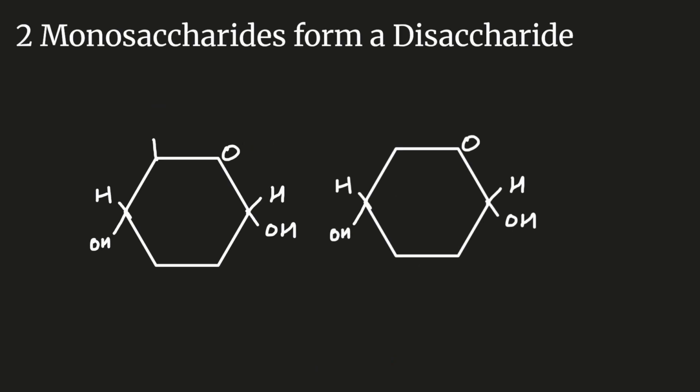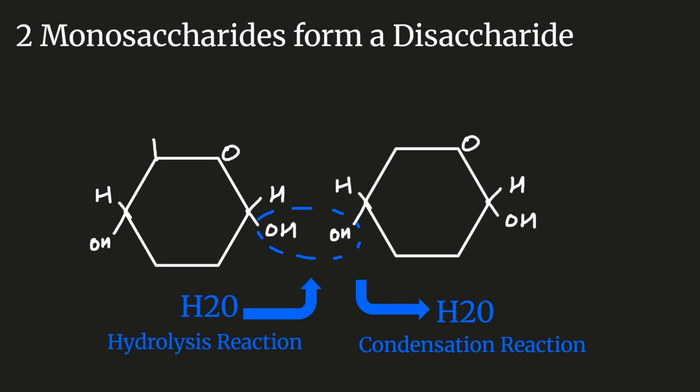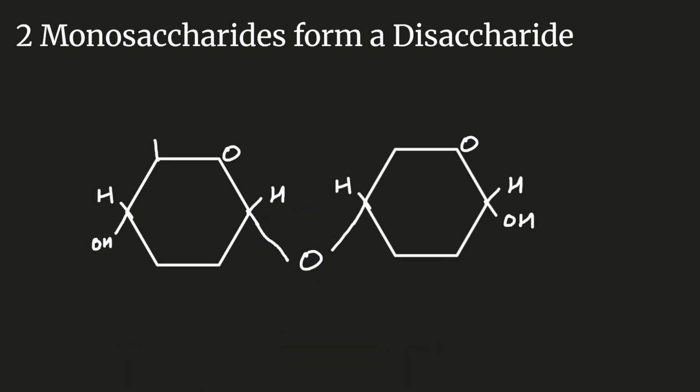Now, the way the monosaccharides form to make a disaccharide is through condensation reactions of these two hydroxide groups, leaving behind an oxygen. So that breaks the bond, and to reinstate the bond, you have to add water via a hydrolysis reaction. This then leaves oxygen behind and creates a glycosidic 1,4 bond. The reason why it's called a glycosidic 1,4 bond is because it's on carbon 1 and carbon 4.